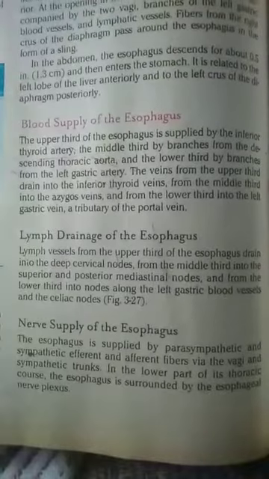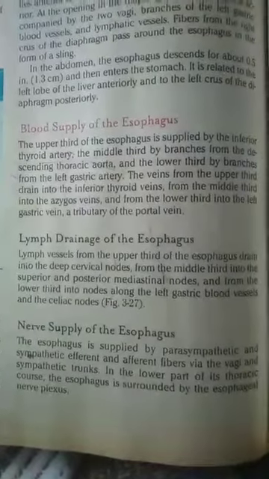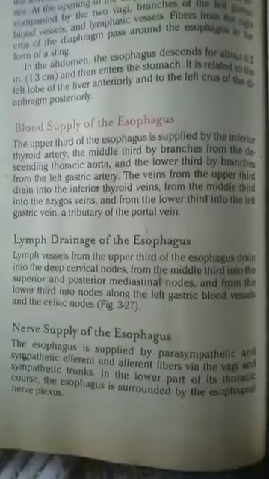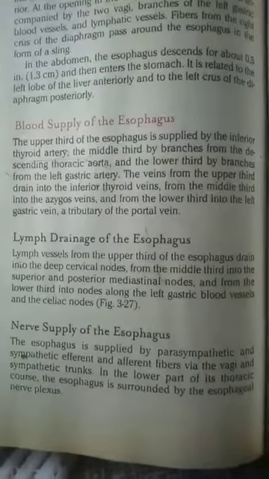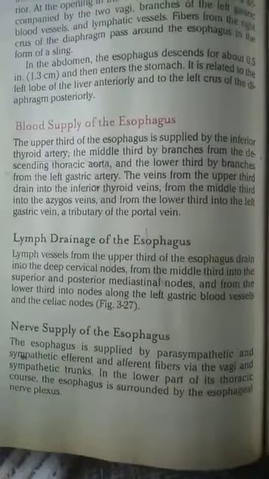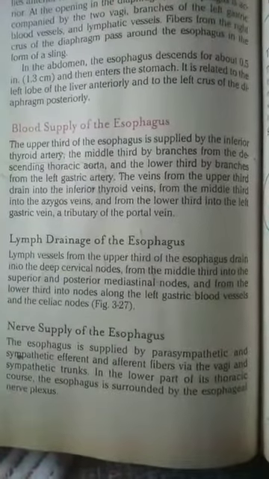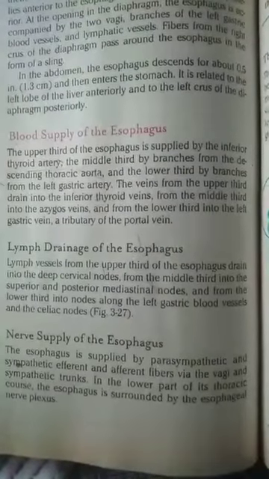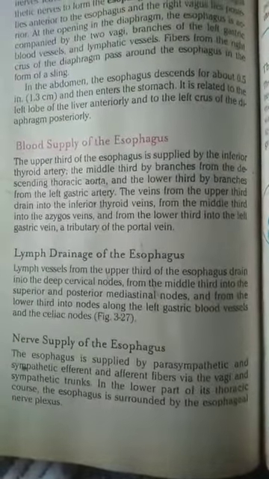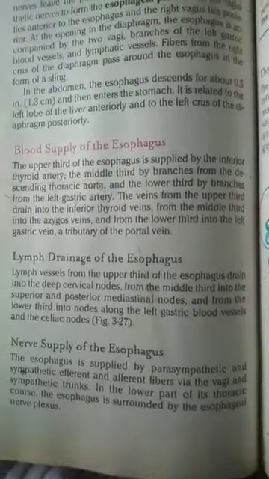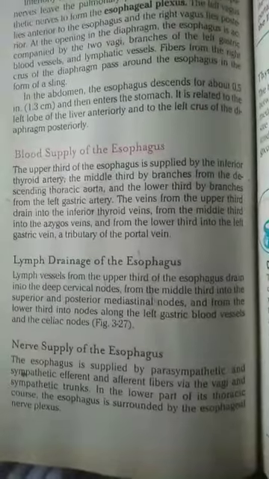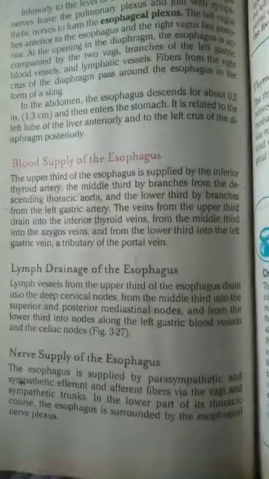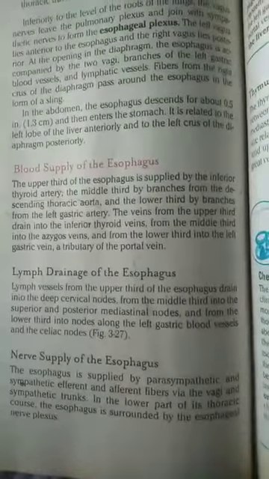In this video, we will study about the blood supply of the esophagus. So, the upper third of the esophagus is supplied by the inferior thyroid artery, the middle third by branches from the descending thoracic aorta, and the lower third by branches from the left gastric artery. The veins from the upper third drain into the inferior thyroid veins, from the middle third into the azygos veins, and from the lower third into the left gastric vein, a tributary of the portal vein.